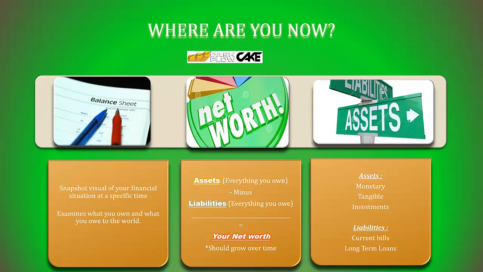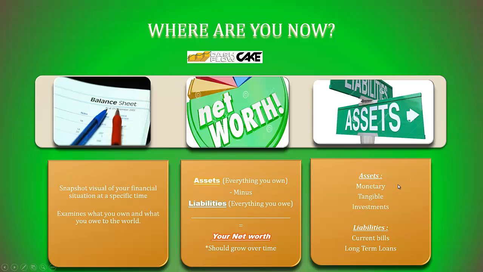What are assets? As we already told you, on the left-hand side of your screen, you'll see that the balance sheet is the snapshot visual of your financial situation at a specific time. It examines what you own and what you owe to the world. Here in the middle is our net worth, and we'll show you exactly what that is. Everything you own minus everything you owe equals your net worth, which should grow over time, as I just stated.